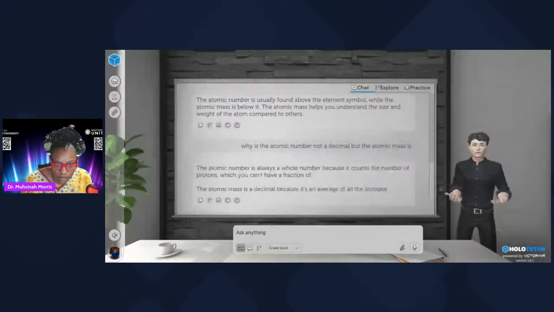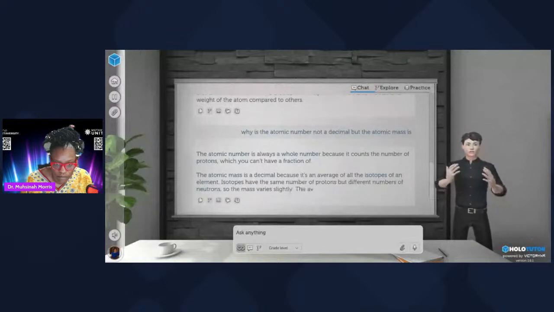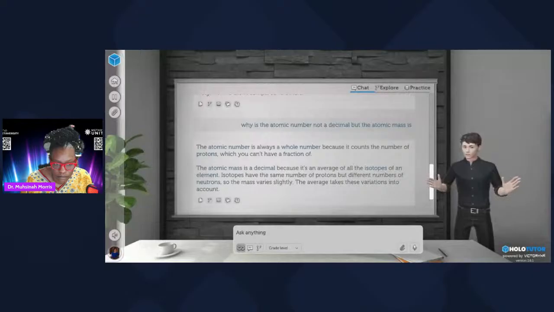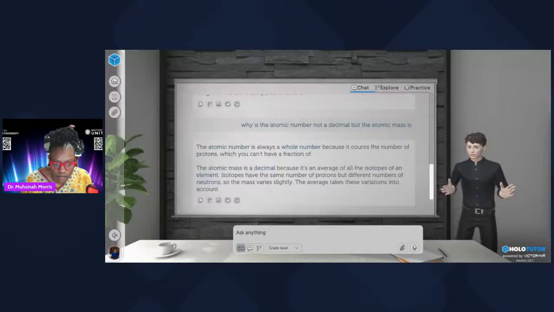The atomic number is always a whole number because it counts the number of protons, which you can't have a fraction of. The atomic mass is a decimal because it's an average of all the isotopes of an element. Isotopes have the same number of protons, but different numbers of neutrons, so the mass varies slightly. The average takes these variations into account.